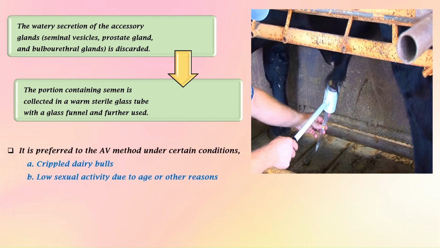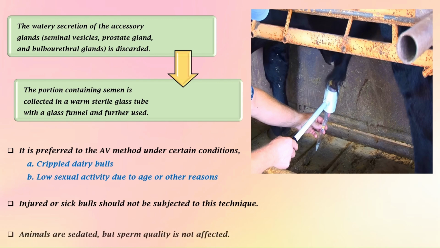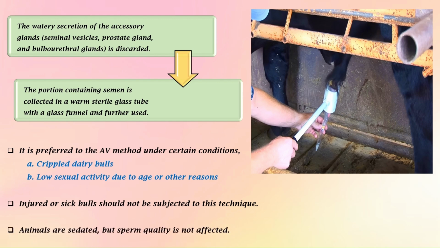Electroejaculation method is preferred to the artificial vagina method under certain conditions, such as crippled dairy bulls, and low sexual activity due to age or other reasons. Injured or sick bulls should not be subjected to this technique. Though animals are sedated, the sperm quality remains unaffected.